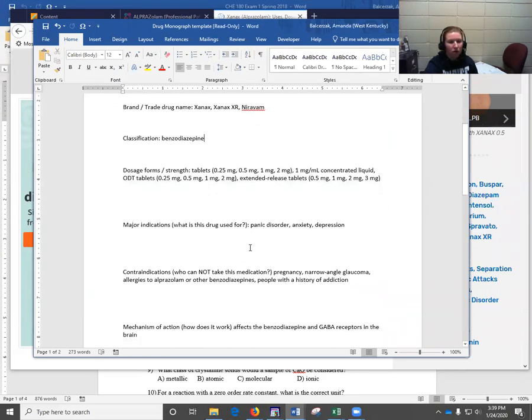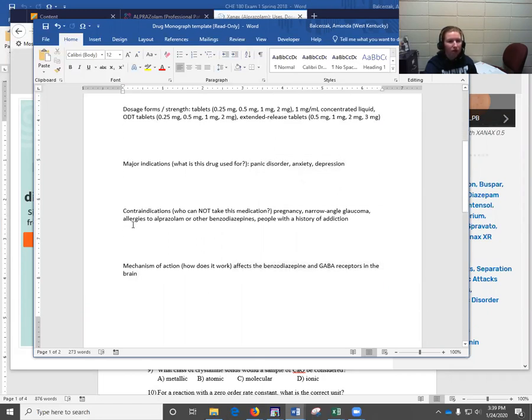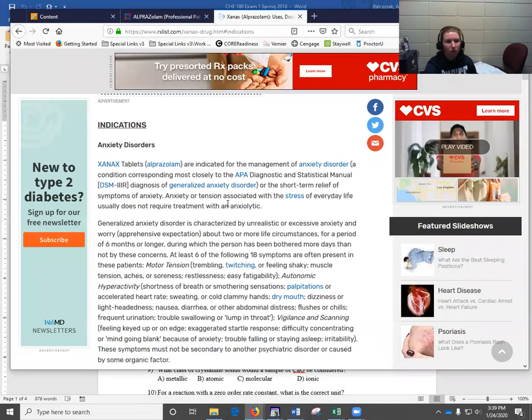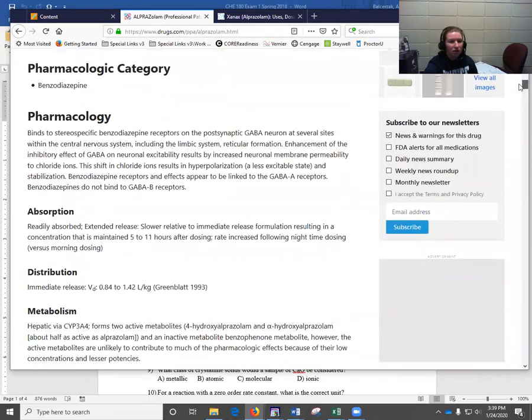So what is it used for? You don't have to list all of them, but generally it's going to help calm you down. So it's for panic disorder, for anxiety, and sometimes for depression. Now, who cannot take this medication? So contraindications, you don't have to put when you find the information where it says caution, or make sure your doctor knows that you take this.